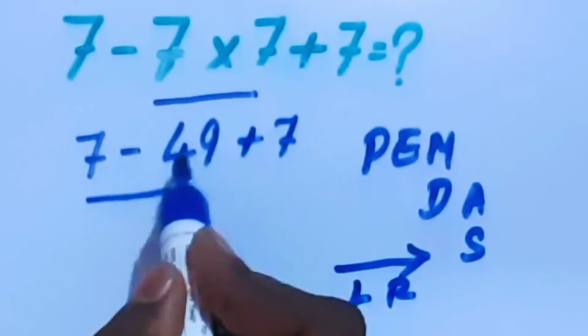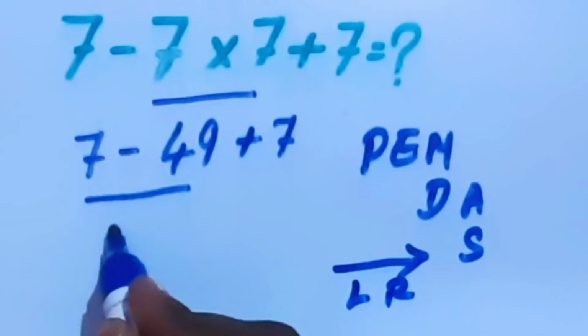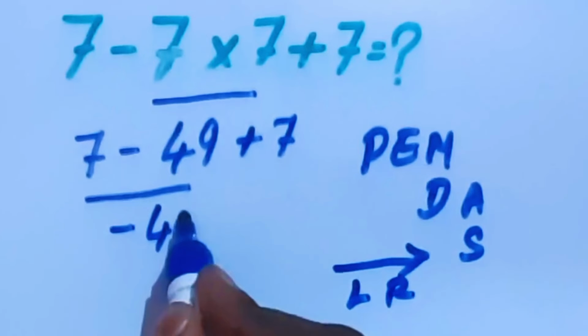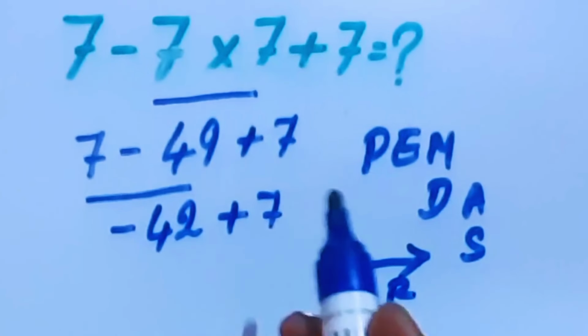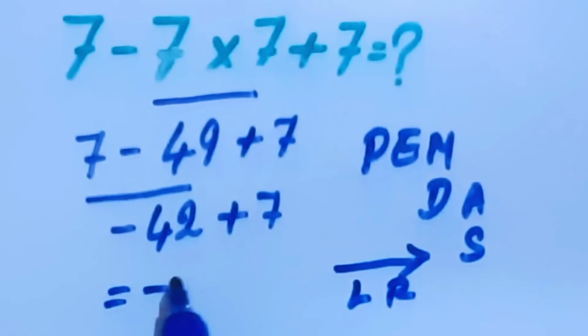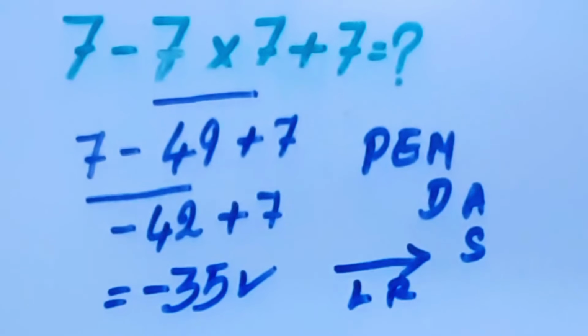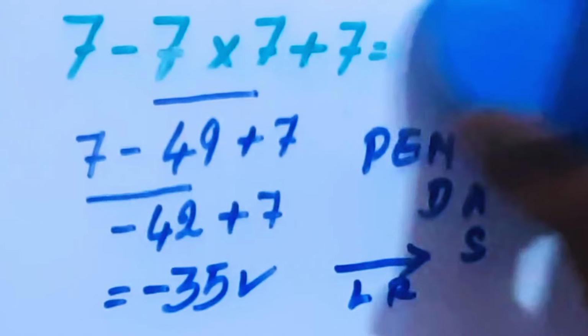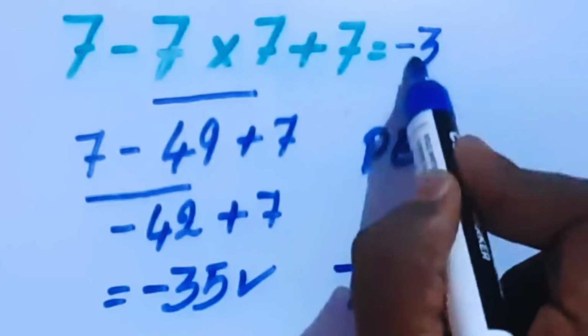Here left to right is 7 minus 49. 7 minus 49 is minus 42 plus this 7. Here we have one subtraction and addition. So minus 35. This is the correct answer. So the correct one is minus 35.